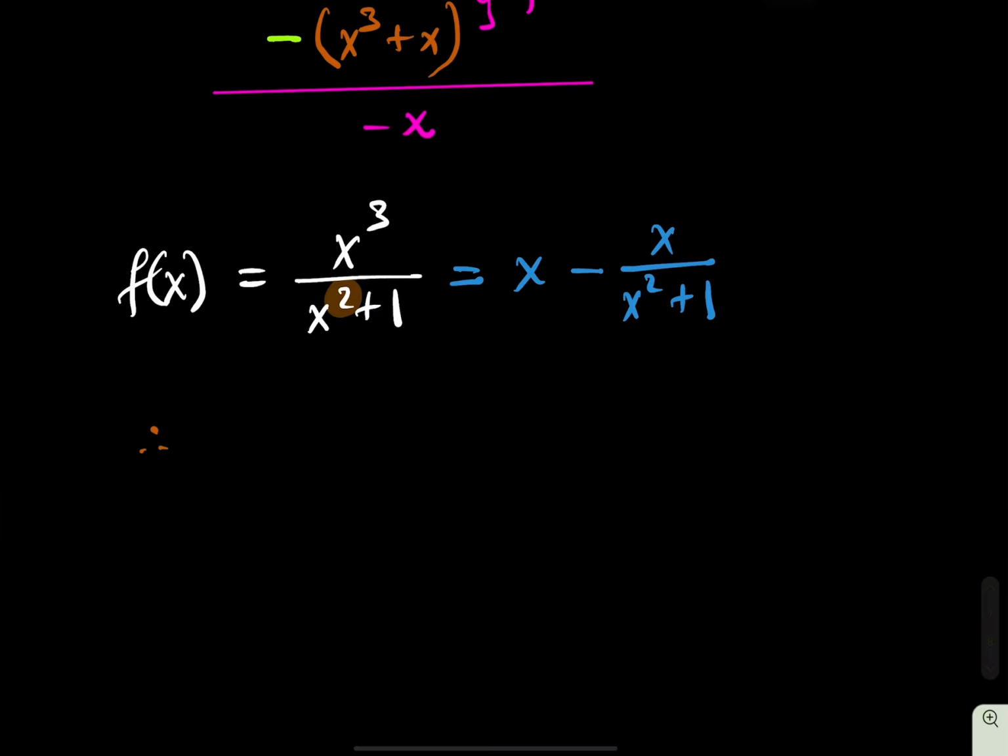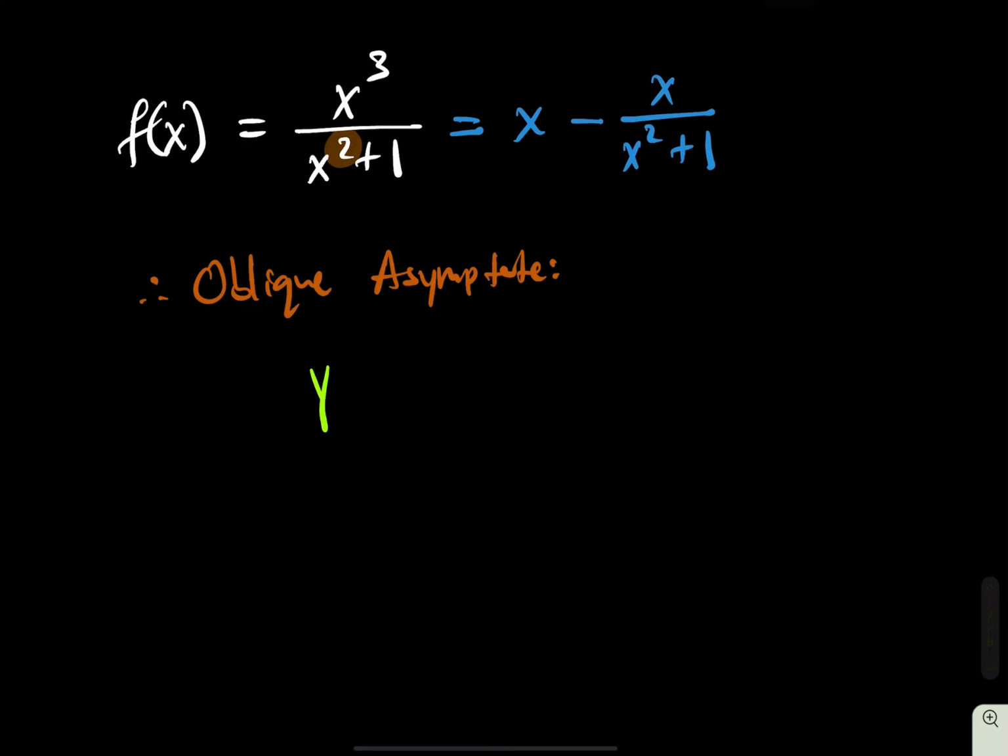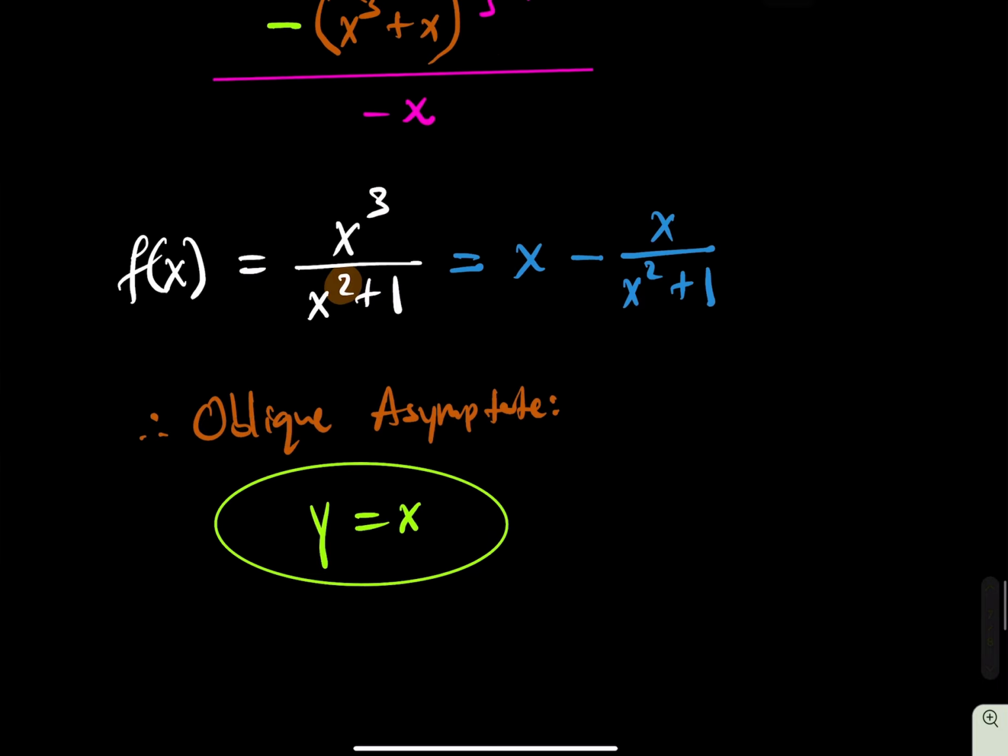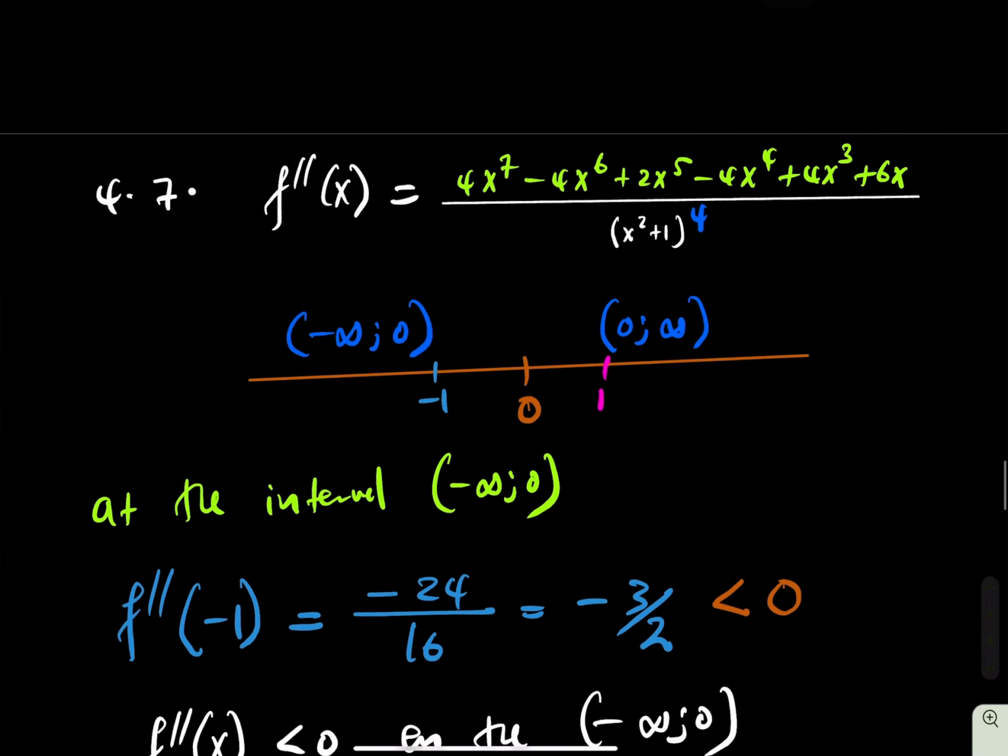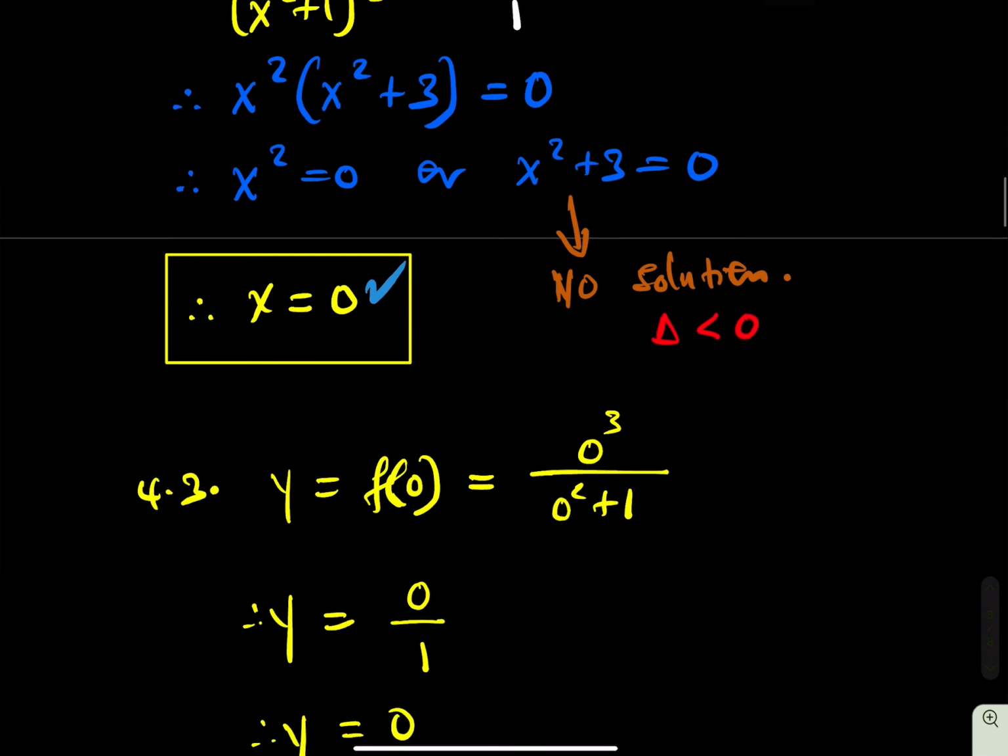So therefore, the oblique, which is known as... but here they're asking for the oblique asymptote. Let me write it: the oblique asymptote is y equals x. There we go. That is the oblique asymptote of that particular graph. It's a very easy situation, eh? Really easy.